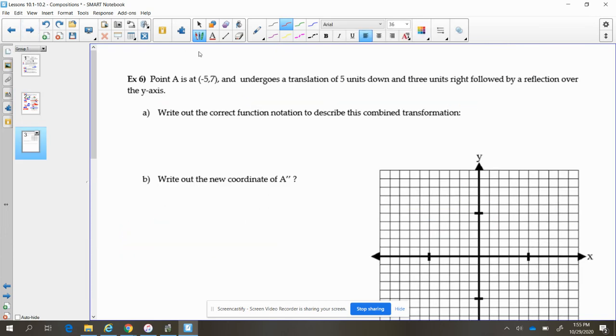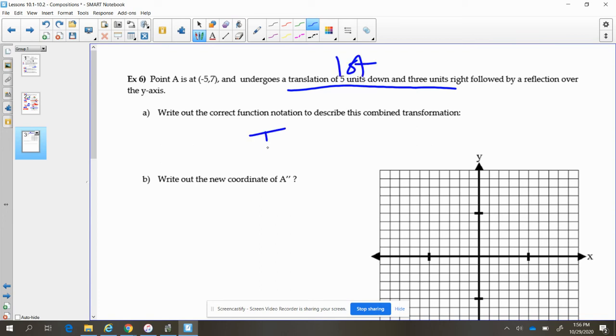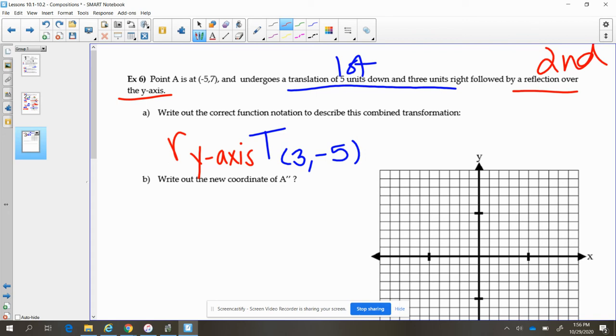All right, try the next one on your own to start. You should hopefully have written down that your first piece here is a translation down and to the right. So that translation comes first and it's to the right 3 units, so plus 3, and then down 5 units would be represented like so. And then your reflection over the y-axis would be written to the left, since that's what we're performing second, and we just say reflection over y-axis.